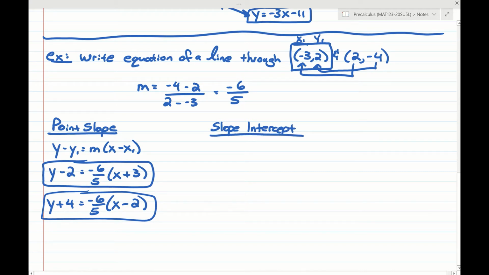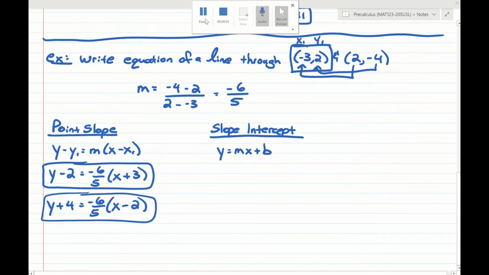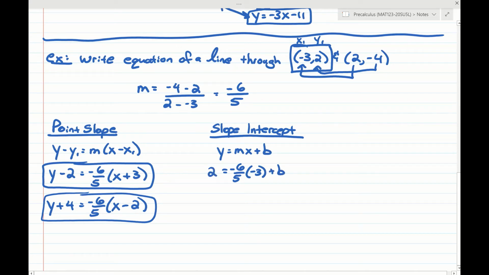Now for slope-intercept, we could rearrange them if you want. I'm going to do what most students do, and they solve for the y-intercept. So then let's use the point (-3, 2). So I'll plug in -3 for the x value, -6/5 for our slope, and then 2 for the y value. Now we just have to solve for the y-intercept. So we get 2 is equal to 18/5 plus b.